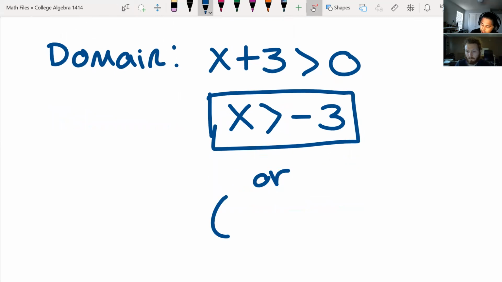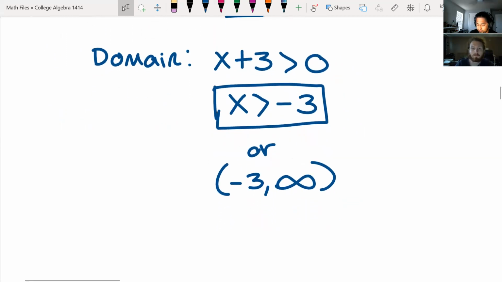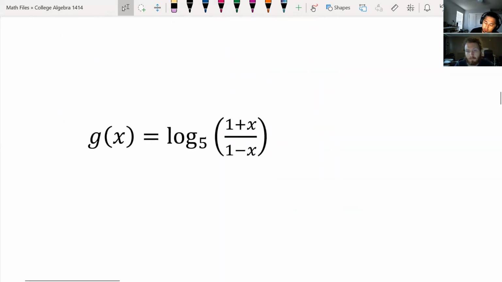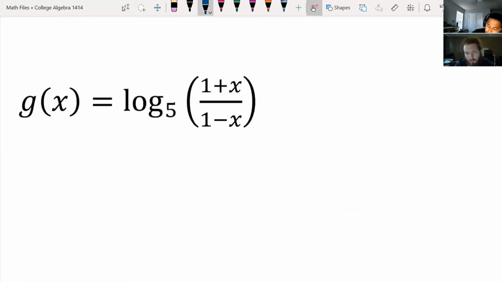Or -3 to infinity. Okay. So that's finding the domain of a log. Whatever is inside, set it greater than 0 and solve for x. Let's do it again. Second one, g of x equals log base 5 of 1 plus x over 1 minus x.